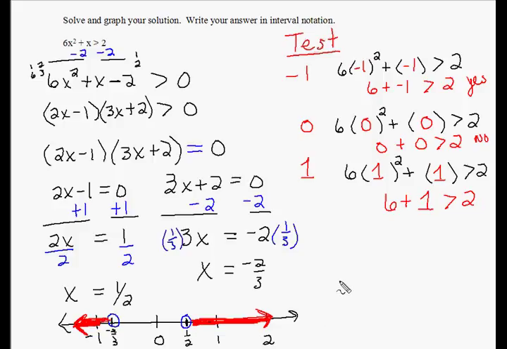They also want us to write this answer in interval notation. So we're going from negative infinity to negative 2/3. That's not included because our inequality was strictly greater than, didn't say or equal to, and we unite this with the other piece of the graph, which started at 1/2 and went to positive infinity.